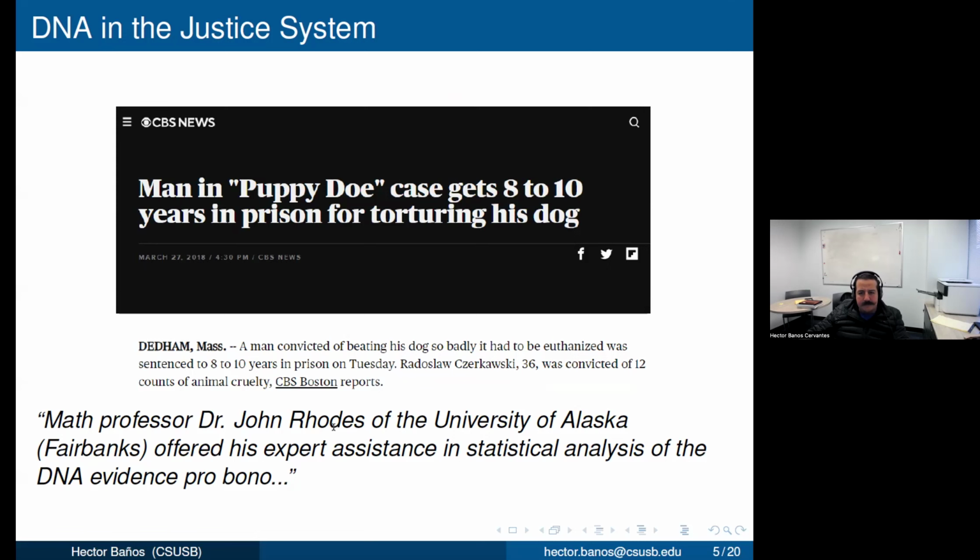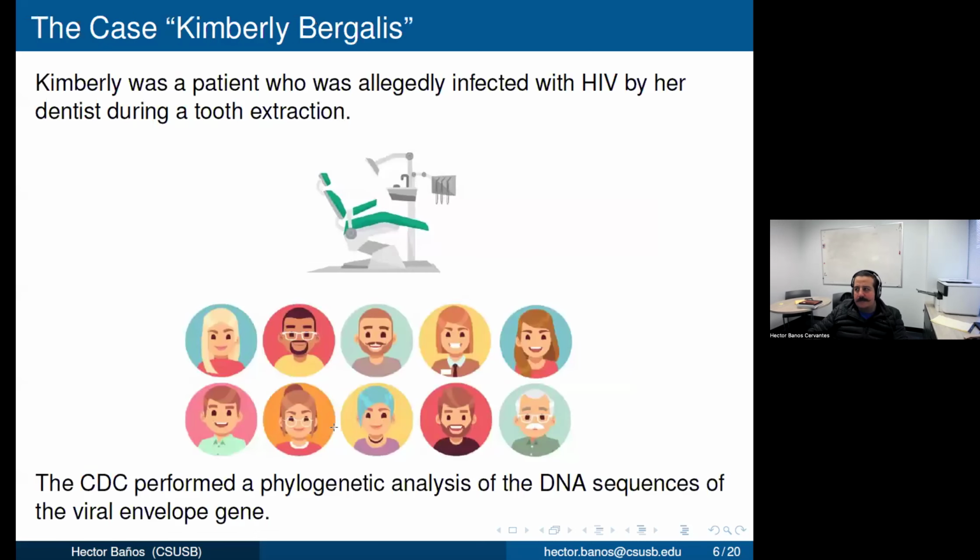And that brings us to another related case, which is the case of Kimberly Bergalis. Kimberly was a patient who allegedly was infected with HIV by her dentist during a tooth extraction. So the problem is, how do they guarantee that she was infected by the dentist and not by something else? And this is more or less what I work with.